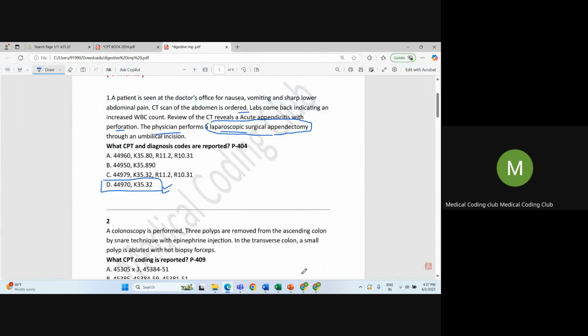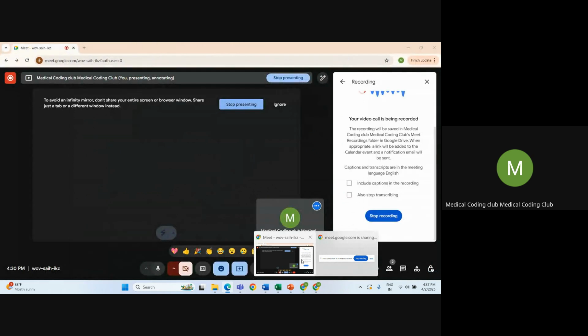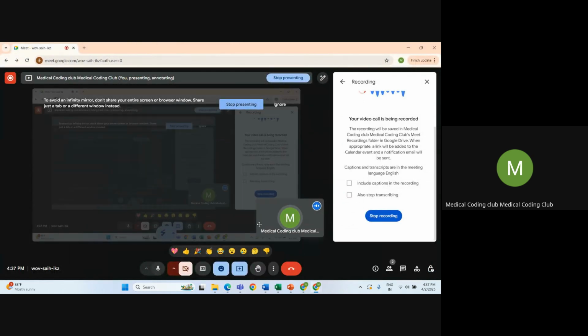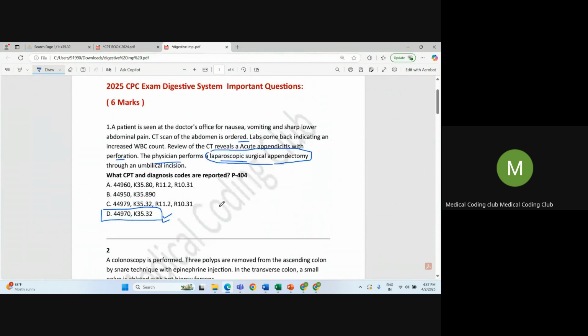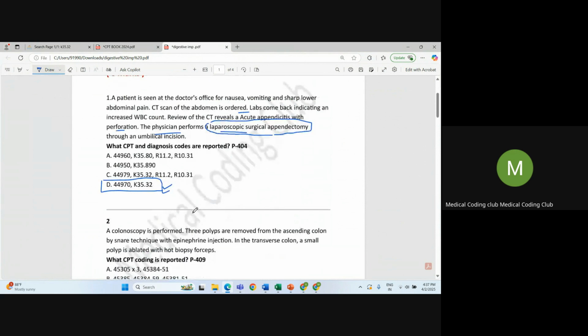Also, just a minute. Yeah, I have shared the screen. Sometimes I forget to share the screen, or sometimes I forget to unmute, so it takes so much time, then I regret. That's why I recheck. So option D is correct.